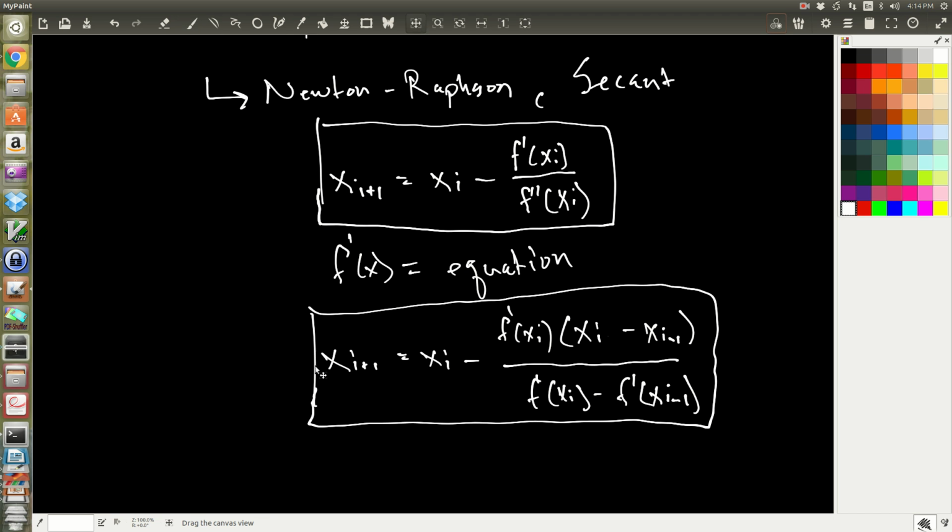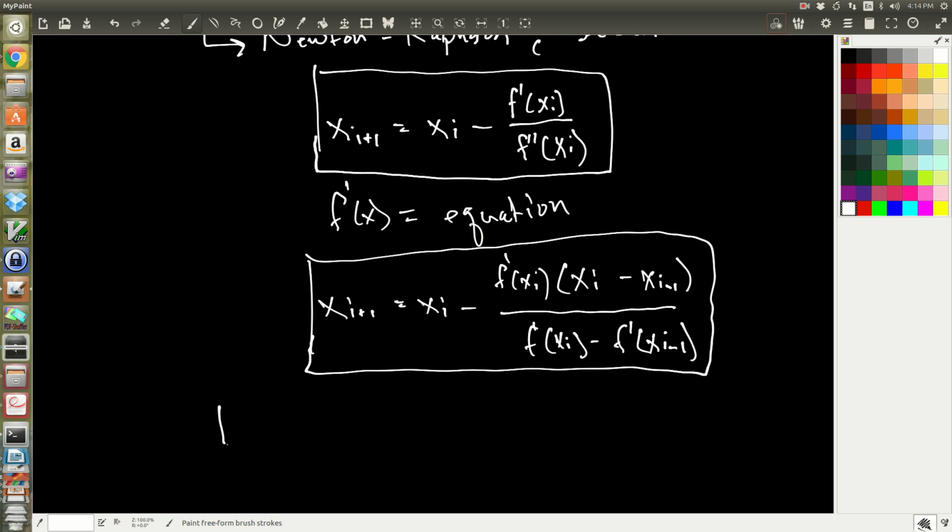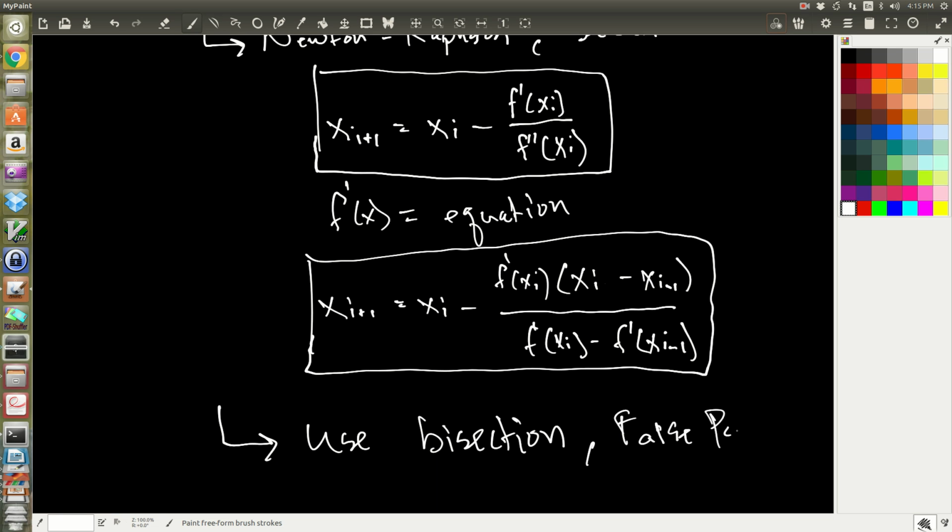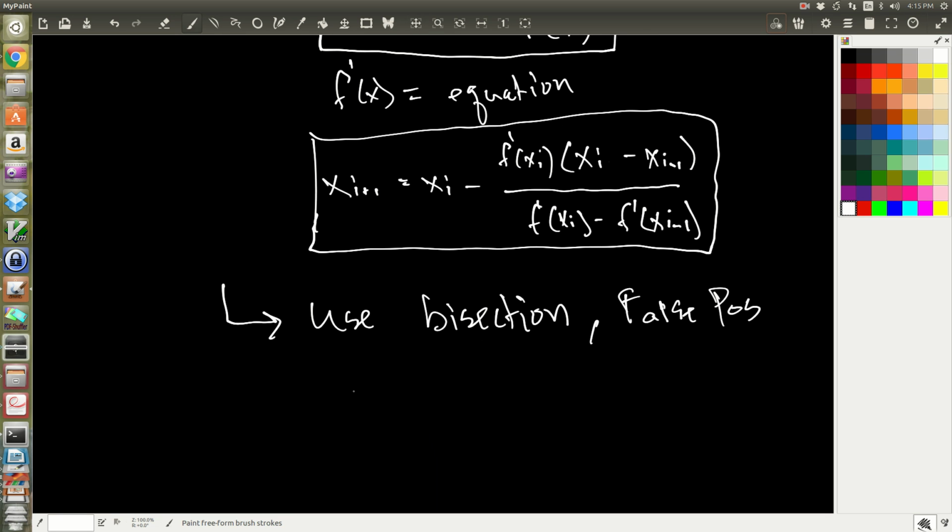We could also use bisection, or the false position method. But remember, for all of these, instead of passing in f, we're passing in f prime. So we pass f prime of x instead of f of x.